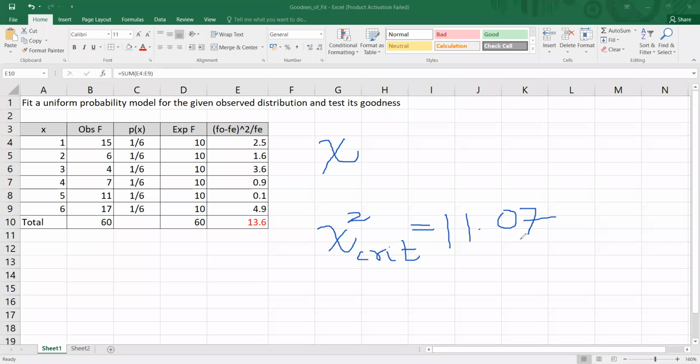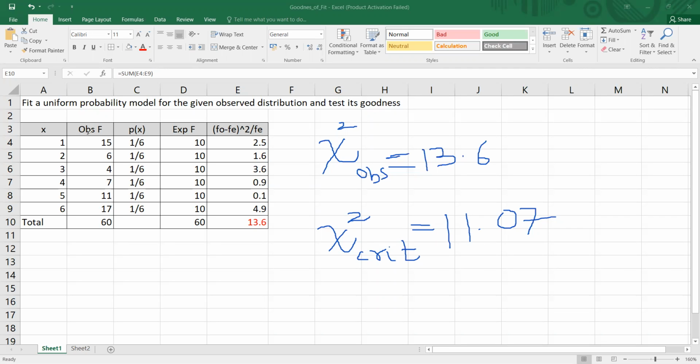The chi-square critical value is 11.07 and the chi-square observed value is 13.6. The observed value is larger than the critical value. So the null hypothesis is not true. The data provides sufficient evidence not to accept the null hypothesis. The alternate hypothesis will be assumed to be true. According to the alternate hypothesis, the data does not follow the uniform distribution. And we can say that the die is not fair.